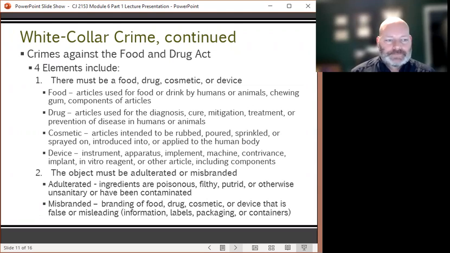And a device is any instrument, apparatus, implement, machine, contrivance, implant, in vitro reagent, or other article, including their components. The second element is the object has to be adulterated or misbranded. Adulterated means the ingredients are poisonous, filthy, putrid, or otherwise unsanitary, or have been contaminated. And misbranded means the branding of food, drugs, cosmetics, or devices that are false or misleading, including the information on labels, any packaging, or containers.